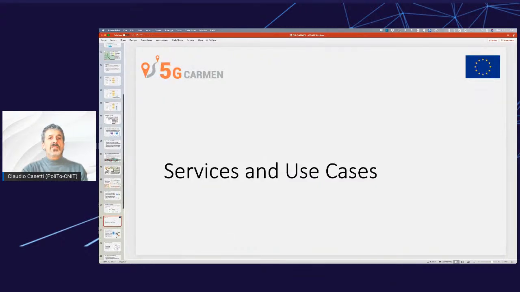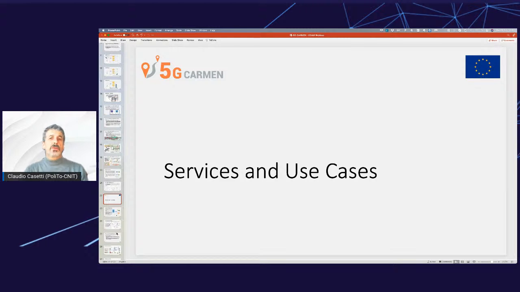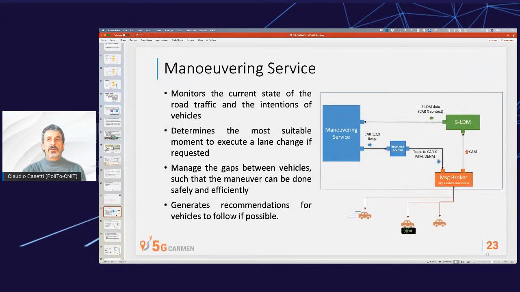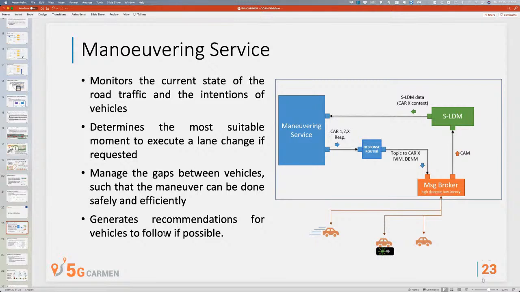Okay, now at this point, we are ready to move on to the services and the use cases. And I would like to present two of the main services that are developed in 5G CARMEN using the technology that I just went through. One of these services is the Manoeuvering Service. Here on the right, you see a graphical block scheme showing the interaction of the Manoeuvering Service with some of the technologies that I've introduced earlier. So what is the Manoeuvering Service?